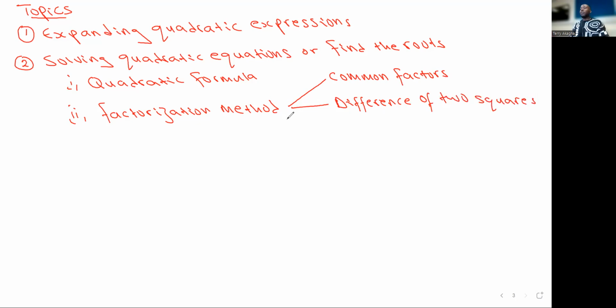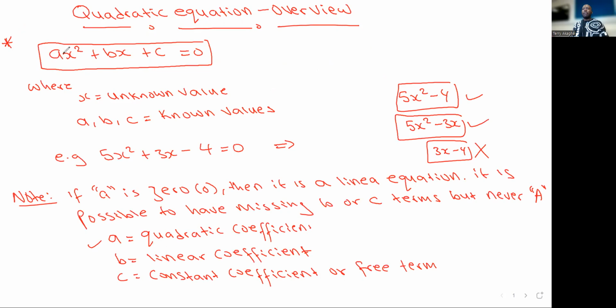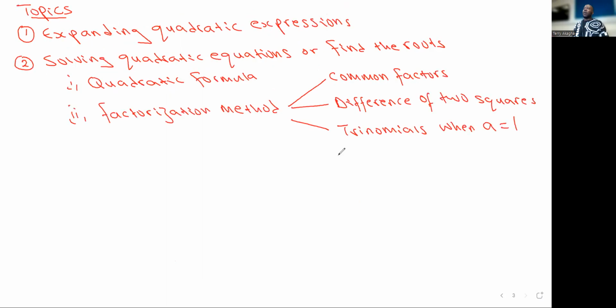I also talk about trinomials when a is equal to 1. That means I'm referring to this a here. When the a value we have here is equal to 1, how do you factorize? And also I'm going to talk about trinomials when a is not equal to 1, so you have any other number except 1. It's usually referred to as the Wendy's way, or the Wendy's method. I'm going to talk about how you solve that.